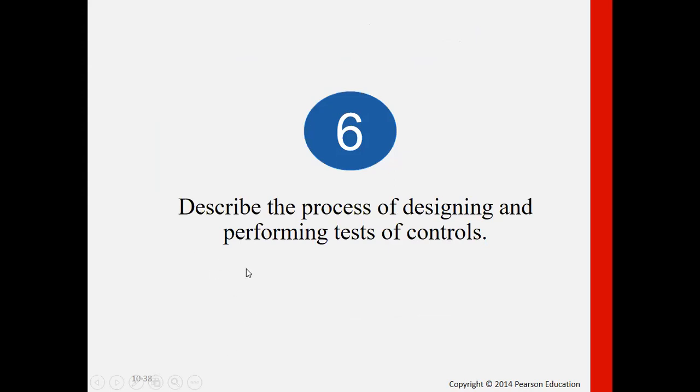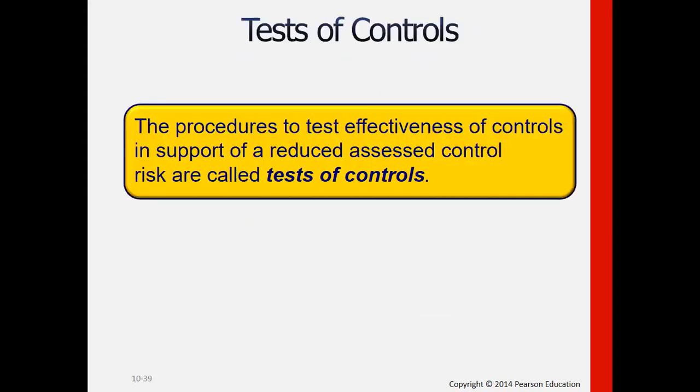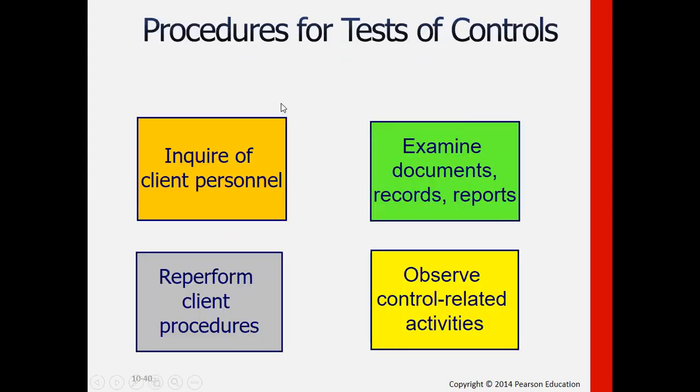Then the sixth objective is to describe the process of designing and performing our tests of controls. So tests of controls would be the procedures to test the effectiveness, and this would include also efficiency of controls in support of a reduced assessed control risk. Then the procedures would involve the following. We have mentioned actually a while ago inquiry. Then examination of certain documents, records, and reports. Then we observe control-related activities. And this one is what is unique here, reperformance of client procedures. So whatever procedures there of our client, we can reperform and check if they are really effective and efficient.